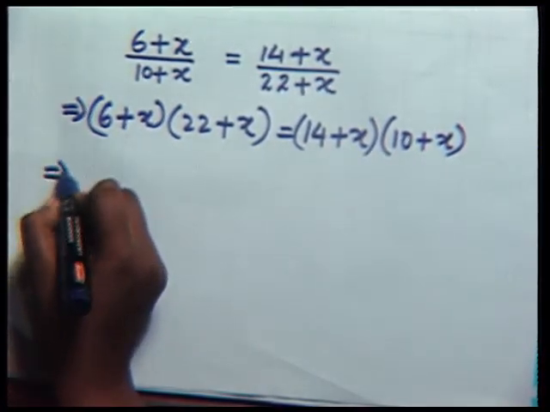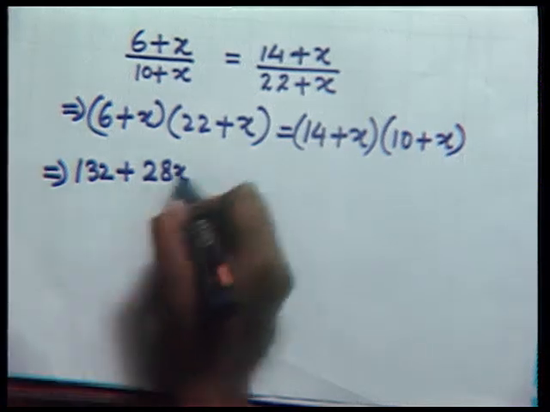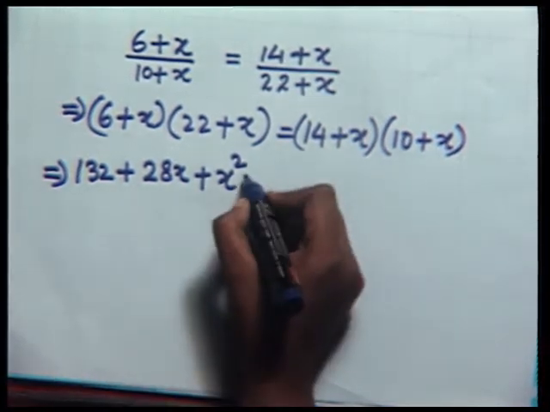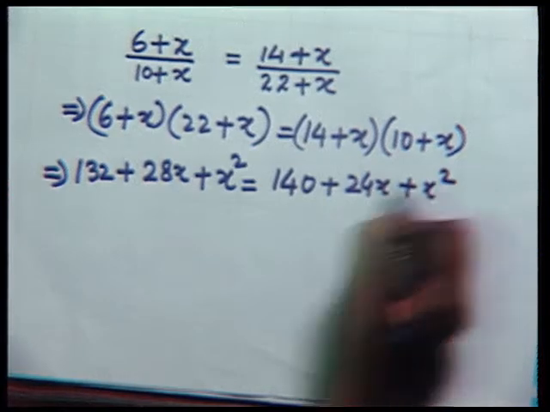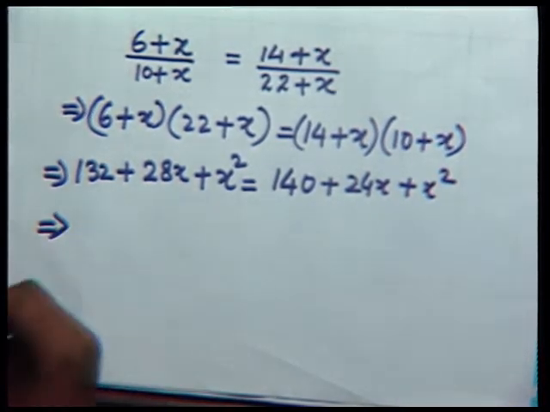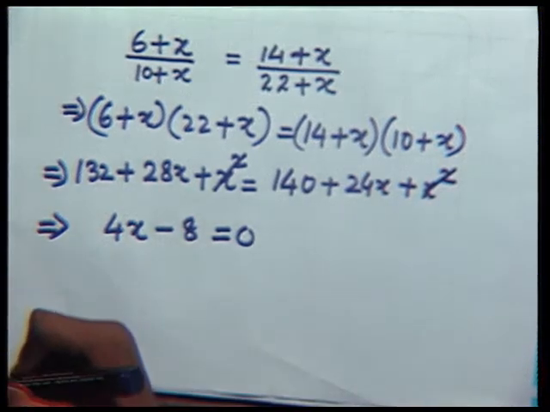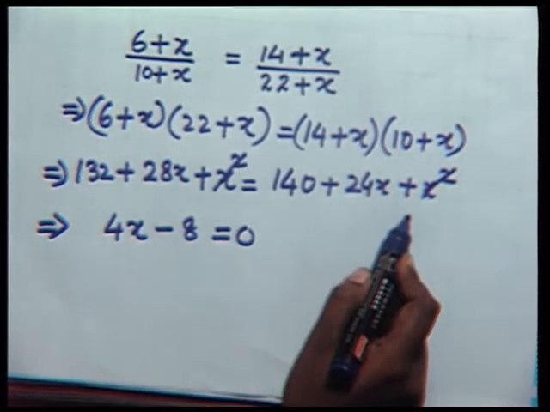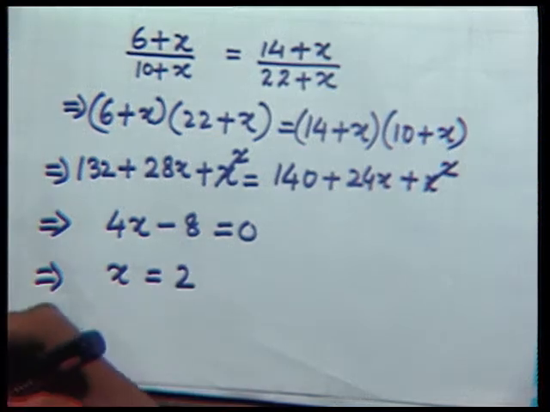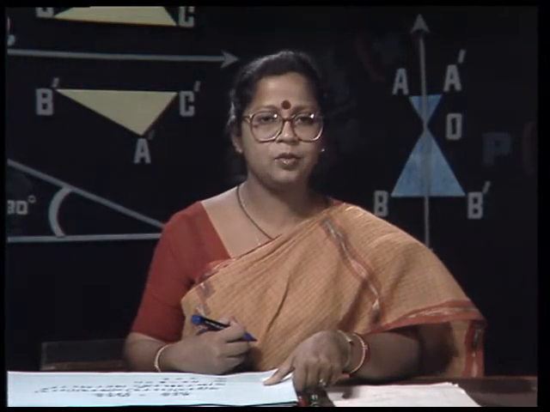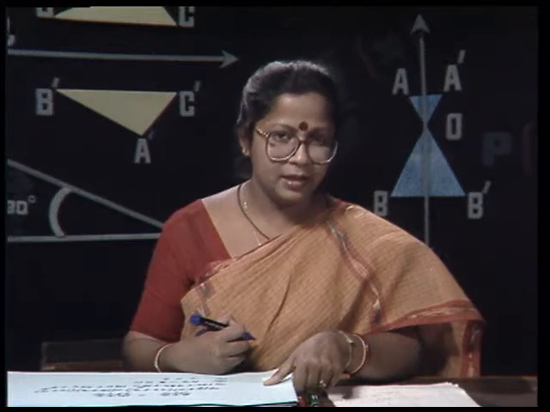Opening these brackets, we get 132 plus 28x plus x square is equal to 140 plus 24x plus x square. Solving this, we get 4x minus 8 is equal to 0, because x square and x square get cancelled from both sides, and we take these terms to the right hand side. We get 4x minus 8 is equal to 0, which gives us x is equal to 2. Thus, we get the value of x as 2. So, if 2 is added to these four terms, that is 6, 10, 14 and 22, then they become in proportion. Let us take another problem.